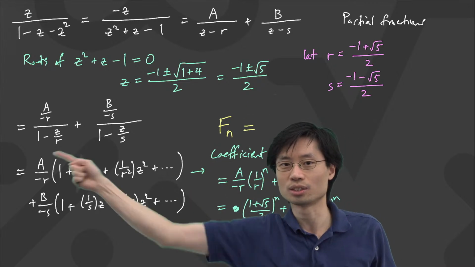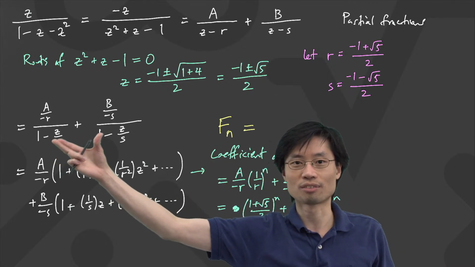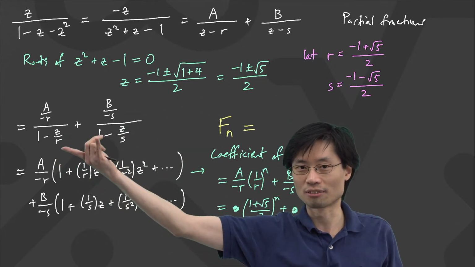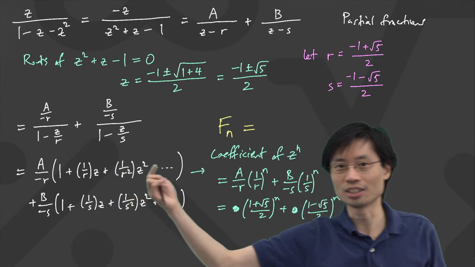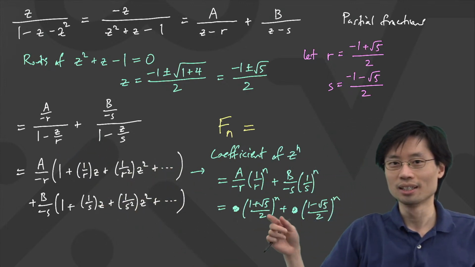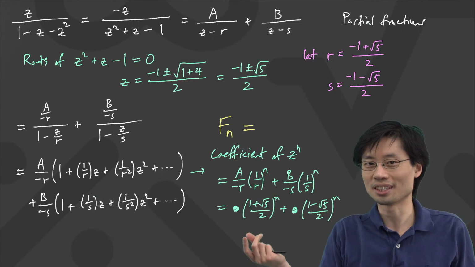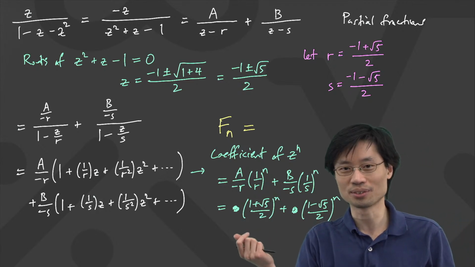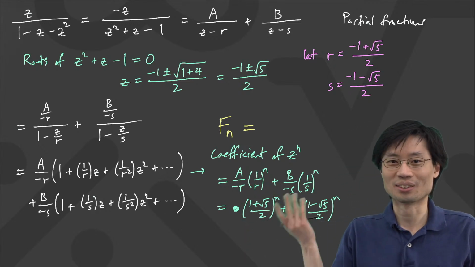I want to turn those into geometric series. Those I know how to find infinite sums for. Once you're in infinite geometric series land, you realize that they're just going to be blobs times powers of certain things, and those certain things are the reciprocals of the roots. Bam! And then you just get the whole thing.